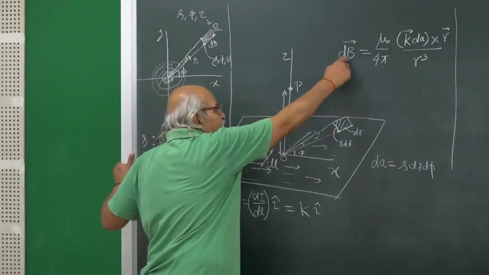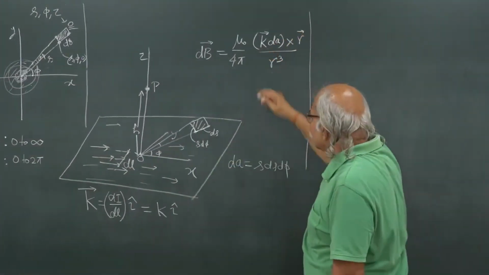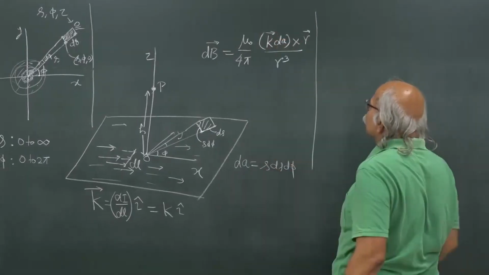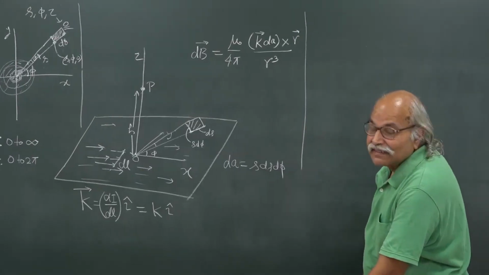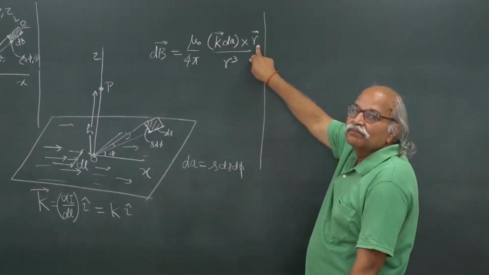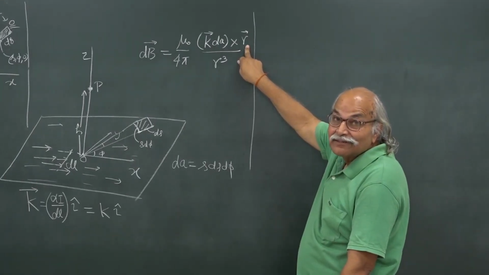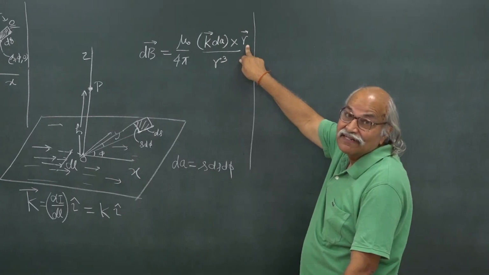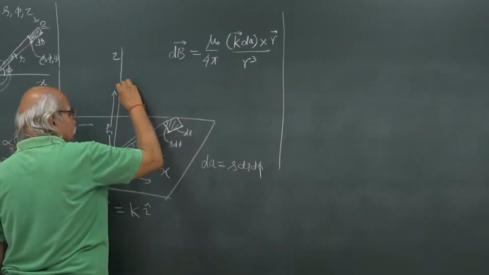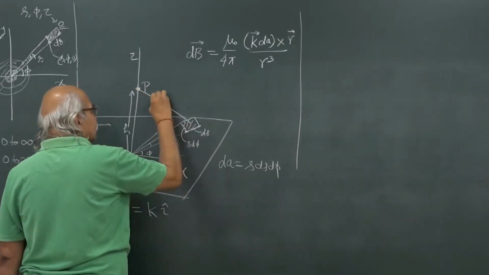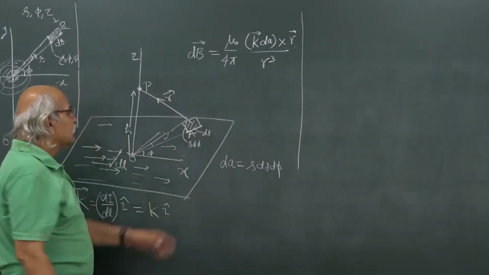So, let us write this dB. For that, we have already written this dA here, so that we can substitute. Let us see what is this r vector once again. What is this r vector? This r vector is the vector from the current element to the field point where the field is needed. So, here in our case, it is this vector that I am talking of. This is r vector. If I call this point as A, then it is AP.